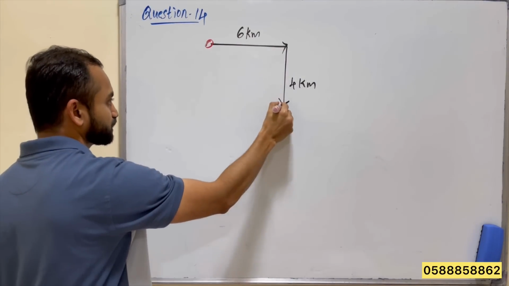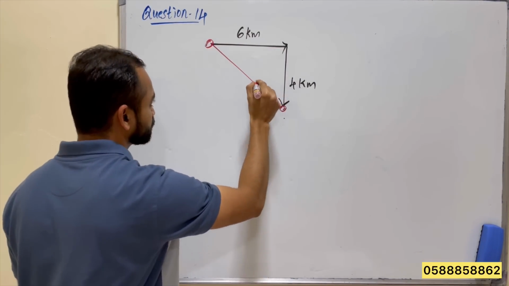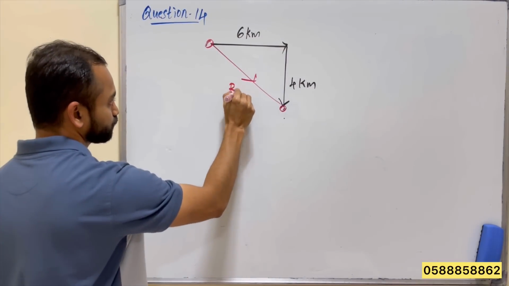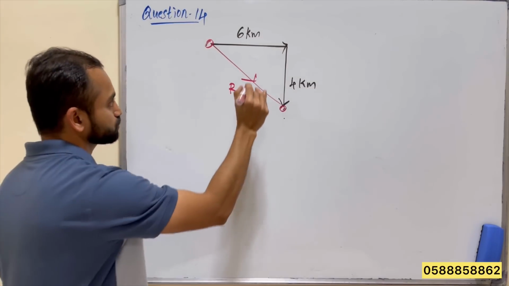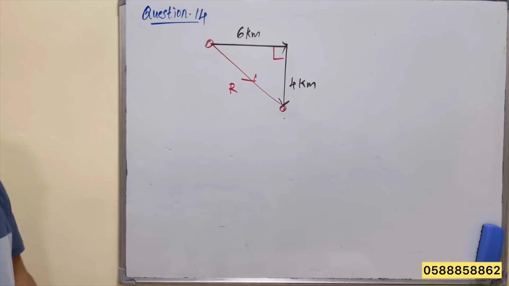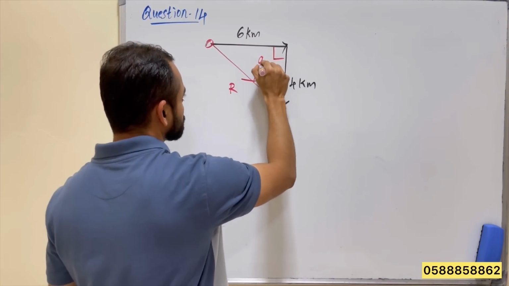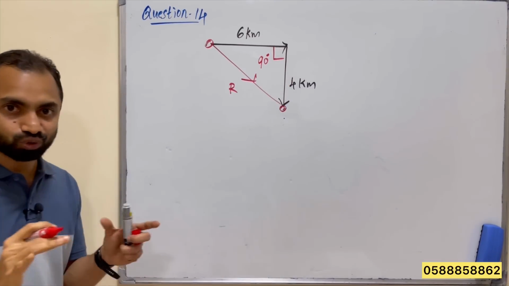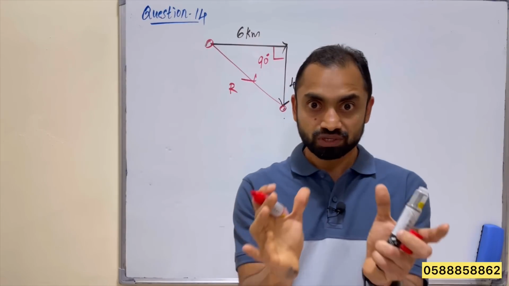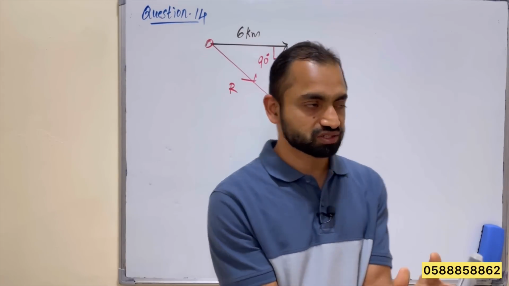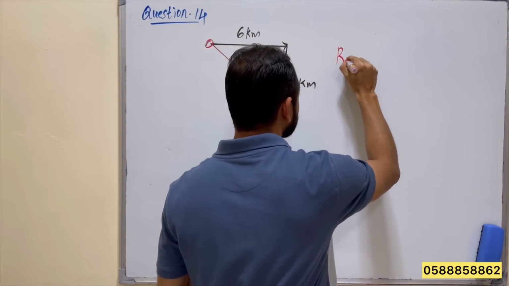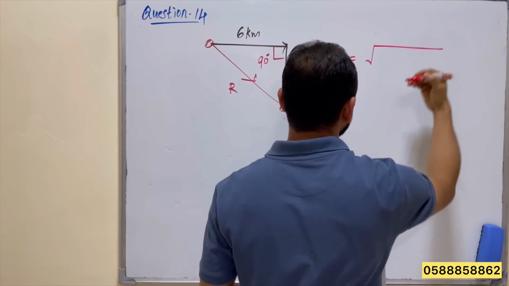So starting to the end, what is the resultant? Resultant is always from starting to the end. How to calculate the resultant? Very easy. Why? Because here the angle between two displacement or angle between two vectors is 90 degree. So if the angle between two displacements, two forces or two velocities, means angle between two vectors, is 90 degree, then to calculate the resultant you can use Pythagorean theorem.